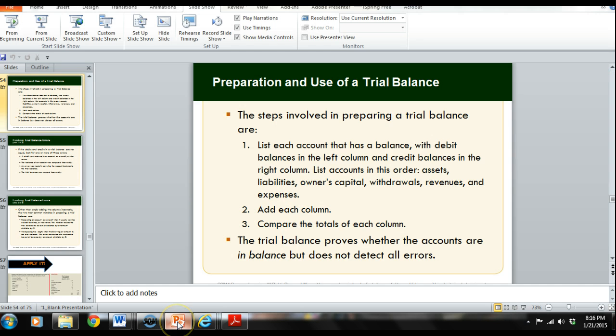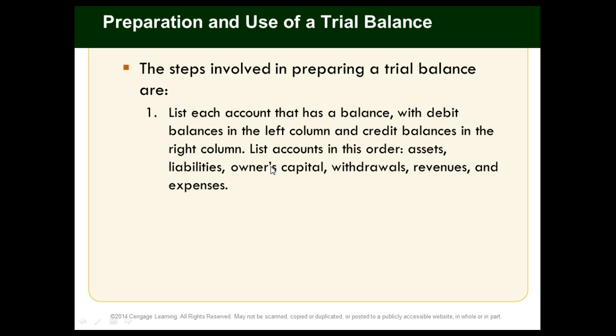let's go back to the PowerPoint. We have created a trial balance. We know the title is important. We list the accounts, and then we show the balances in either the debit or the credit columns. We always list them in a certain order. Our assets are always first, then our liabilities, then our owner's capital, then withdrawals, then revenues, and finally expenses.